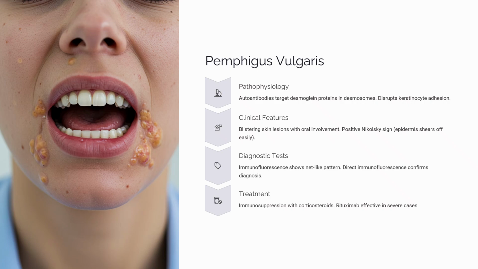Why? This is because the structure which is supposed to hold the cells together is attacked, and there is an autoantibody mediated attack over there. Therefore, the Nikolsky sign will be positive. How about the immunofluorescence? Immunofluorescence confirms the diagnosis. It shows a net-like pattern. The treatment is immunosuppression with corticosteroids because it's an autoimmune disease. Rituximab is effective in severe cases.